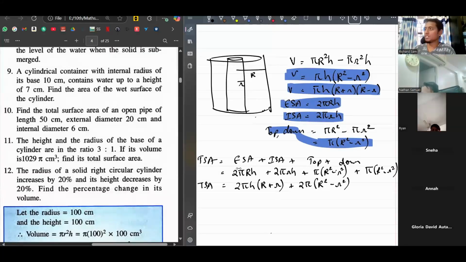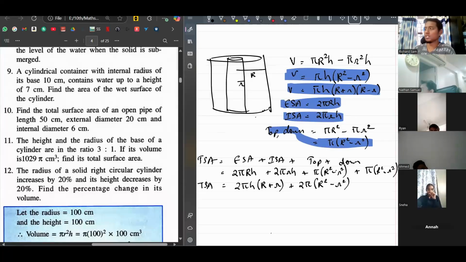4. There are 4 surfaces here. There is the external surface area, there's the internal surface area, there is a top surface which is like a donut, and the bottom surface also which is like a donut. Okay, so totally 4 surfaces.